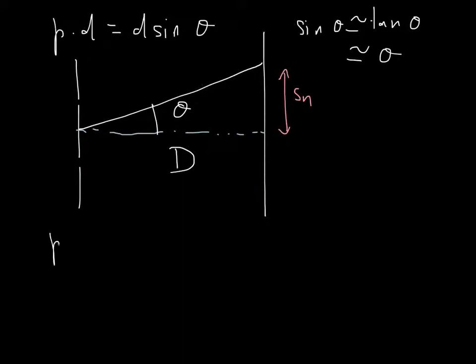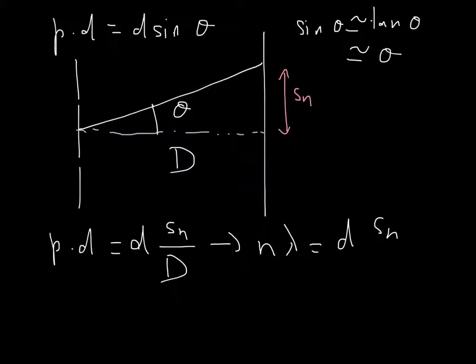So then we have that the path difference is just d times the height of the maximum number n, divided by big D. Cool. We're almost there. Now what we need to remember is that when the path difference is n times lambda, then we have a maximum. We have constructive interference. So I can rephrase this as n lambda equals d Sn over D. So this tells me when I find a maximum. Anytime that this times this distance over D equals n lambda, I'm going to have a maximum.